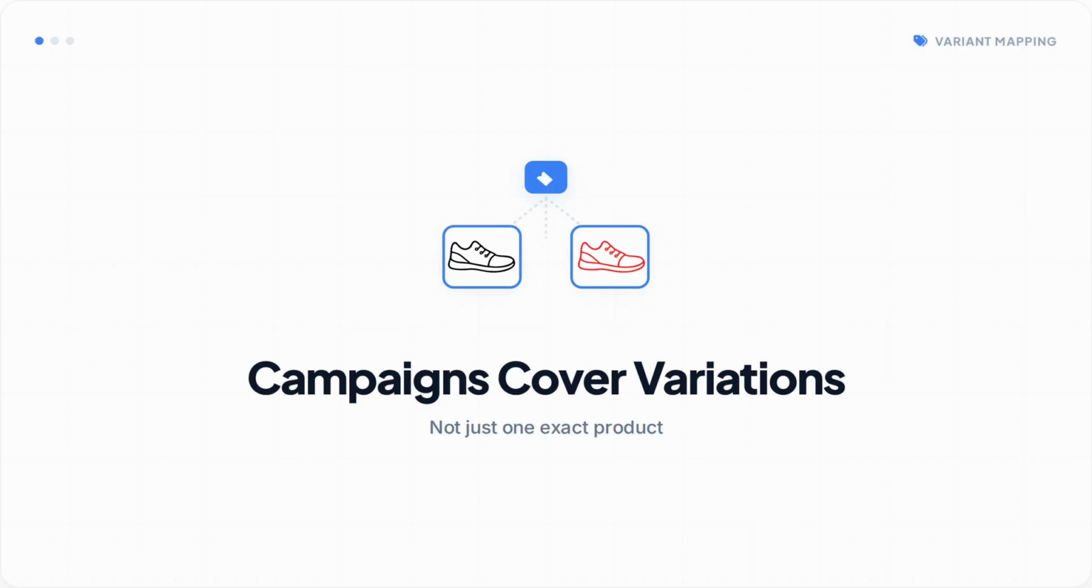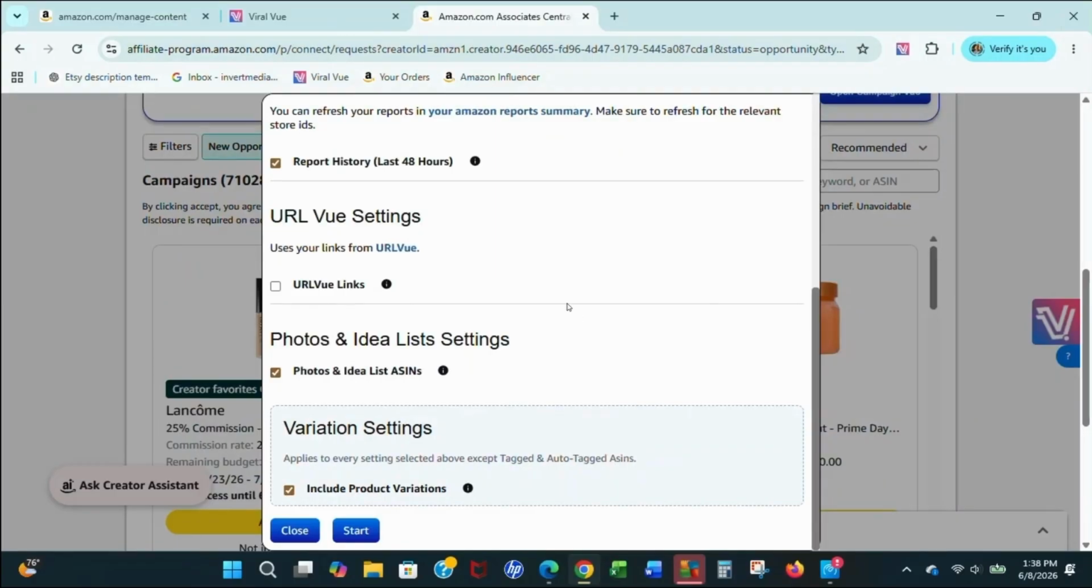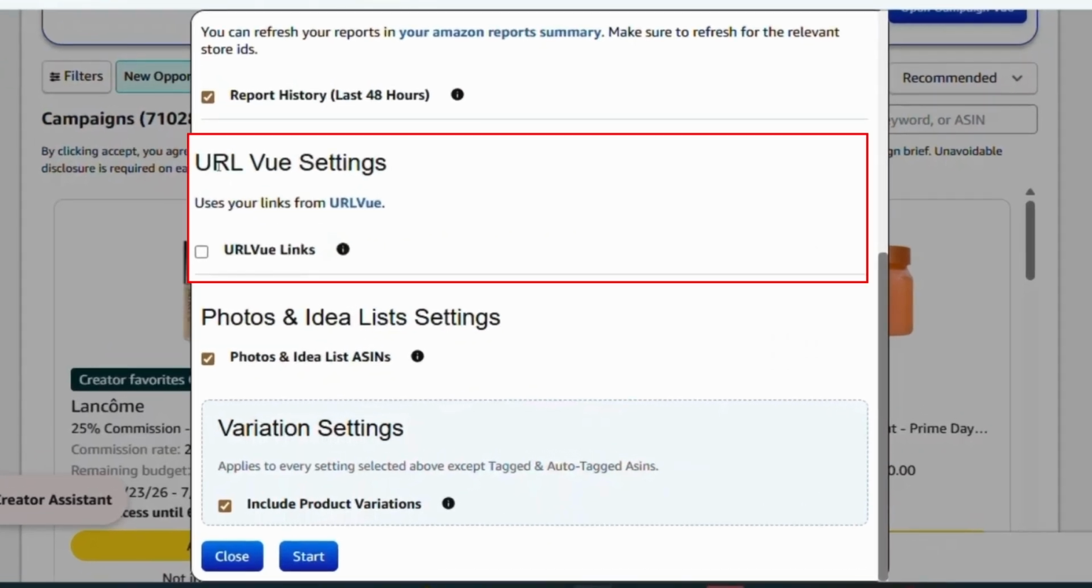So for example, if a campaign is active for a specific black shoe, right? But a customer purchases the red version of that, it enables that variant to help ensure that those products are also checked for campaign eligibility, and you could potentially earn commissions on that other variant, right? And that's important because sometimes people might come to your listing, but they might purchase a different size, a different color, etc.